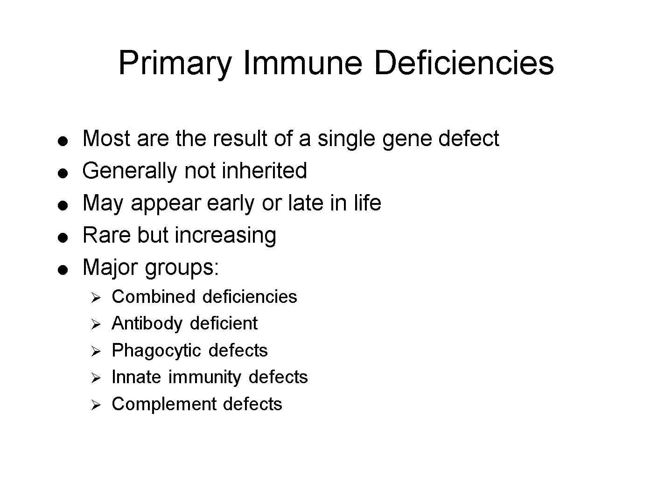usually caused by single gene defects that impair the body's ability to defend itself against infections. Although some of these conditions may not appear until later in life, many present during infancy or early childhood. Primary immune deficiencies are classified into major groups based on which part of the immune system is affected. These groups include combined deficiencies, antibody deficiencies, phagocytic defects, defects in innate immunity, and complement defects.